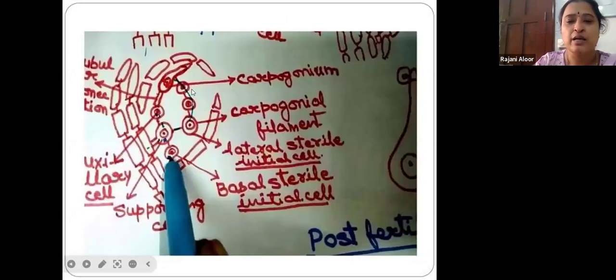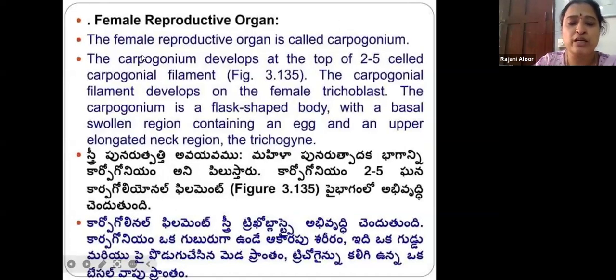See, carpogonia. These are three basal initials and these are the lateral ones. This one is the carpogonial initial to produce the carpogonia. These are the post fertilization stages. This is a trichome. Okay, these are all the important characters for Polysiphonia.